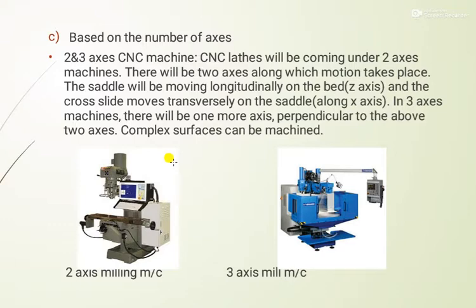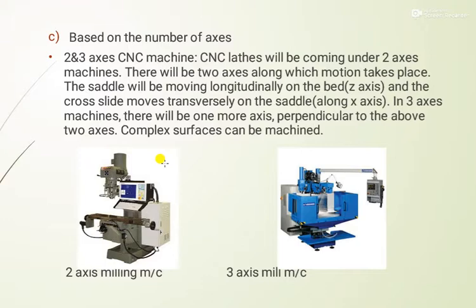Based on the number of axes, we have 2 and 3 axis CNC machines. CNC lathes come under 2 axis machines. There will be 2 axes along which motion takes place. The saddle will be moving longitudinally along a bed on the Z axis and the cross slide moves transversely on the saddle along the X axis.